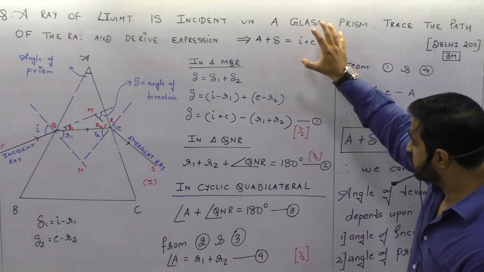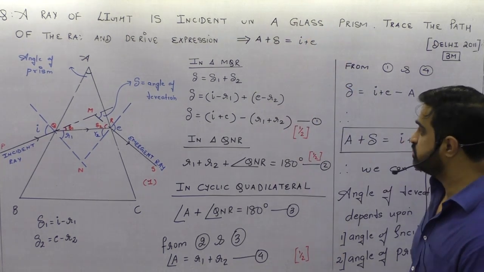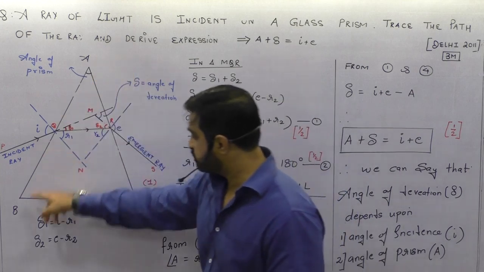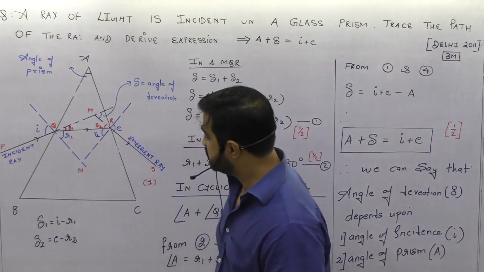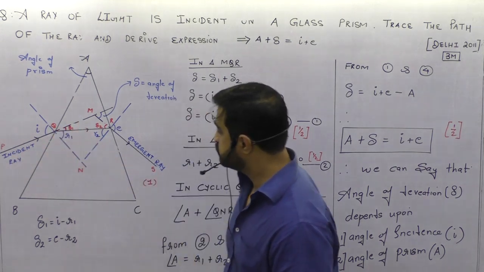So I hope you have got the question. Now we'll do the solution of this. So this is the glass prism. A ray of light is incident on it. Let the incident ray be named as PQ.